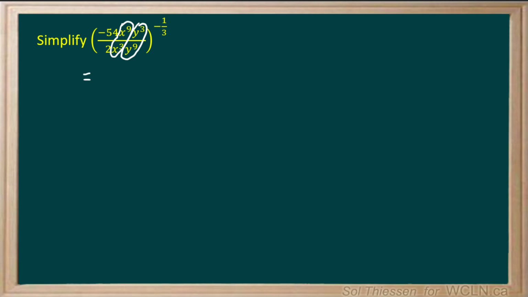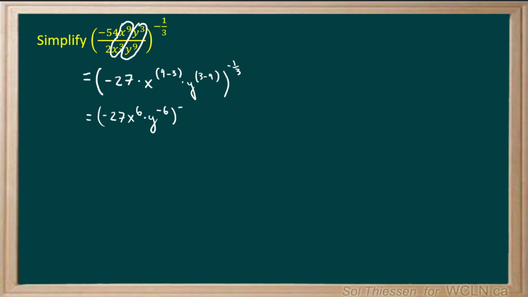So our next step in simplification is going to look like this. We'll have negative 27 times x to the power of 9 minus 3 times y to the power of 3 minus 9. And all of this is still going to be to the power of negative 1/3. So 9 minus 3 is 6, so we'll have negative 27 x to the power of 6 times y to the power of negative 6, all to the power of negative 1/3.